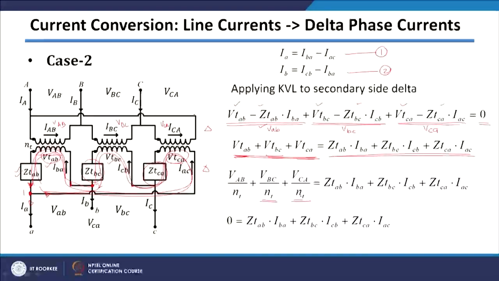In this case, if you add the three line to line voltages, they will always be equal to 0, because there are no zero sequence voltages present. They will only have positive sequence and negative sequence voltages, and if you add them together, the addition will always be equal to 0. Because of that, your left hand side becomes 0 and only the right hand side remains. So, we now have the third equation: 1, 2, and this third equation.